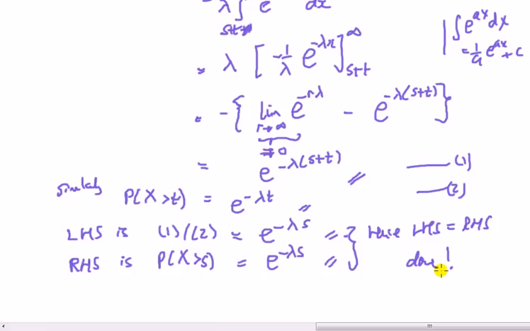Okay, so we've done 4 proofs for the memoryless property for geometric and exponential. Just to recap, among the discrete random variables, it's only the geometric distribution that has this memoryless property, and of the continuous random variables, only the exponential distribution has this property. For each we've done 2 proofs, one method using the CDF and the second method using the PDF for the continuous case, or PMF for the discrete case.